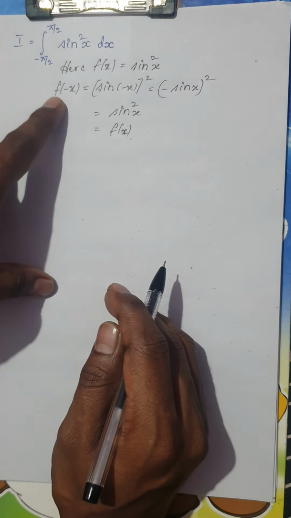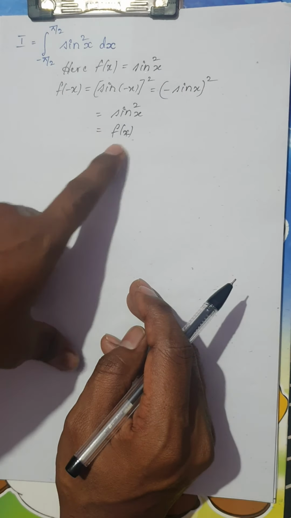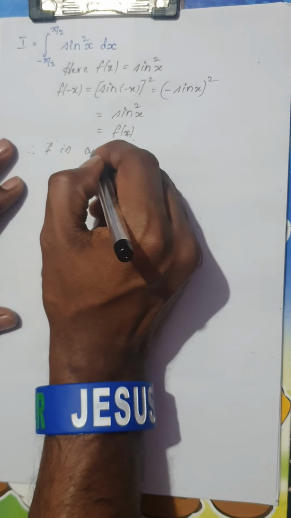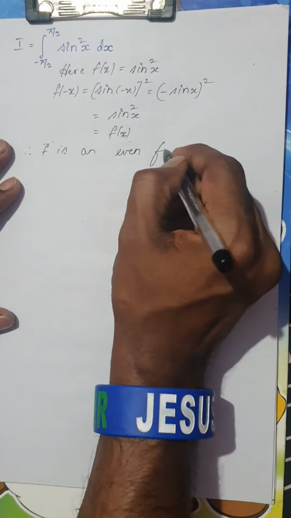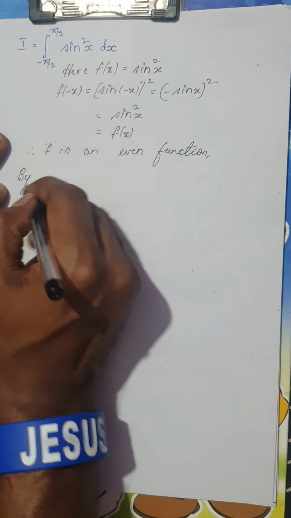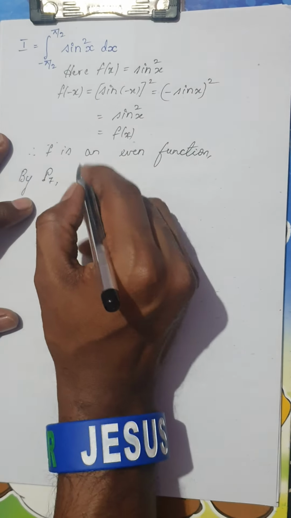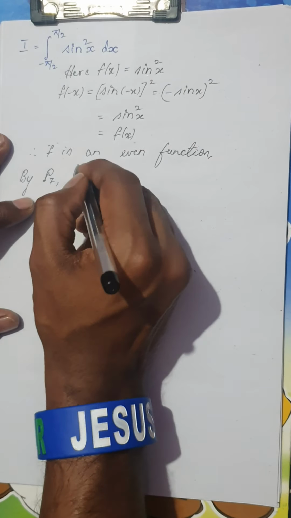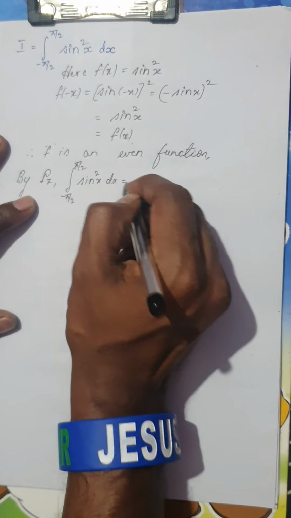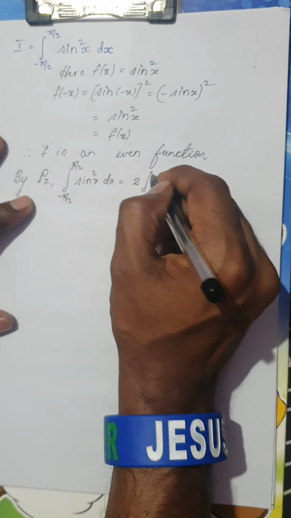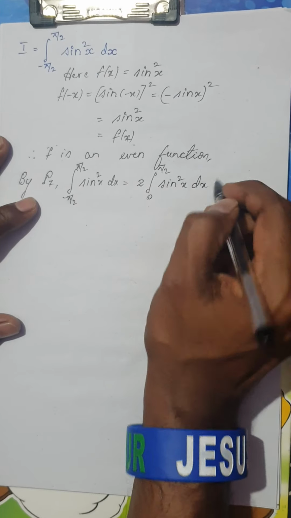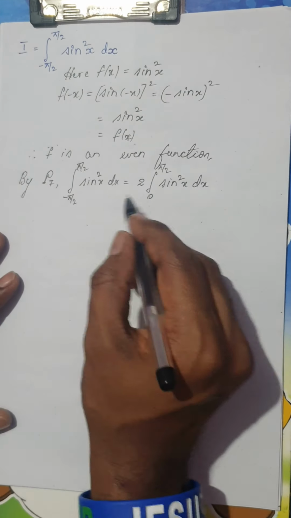So I started with f of minus x, so I got f of x. Therefore you can say f is an even function. Okay, if it is an even function, you can say by P7, integral from minus pi by 2 to pi by 2 sine square x dx will be 2 times the integral 0 to pi by 2 sine square x dx. Okay, now we have to prove this.